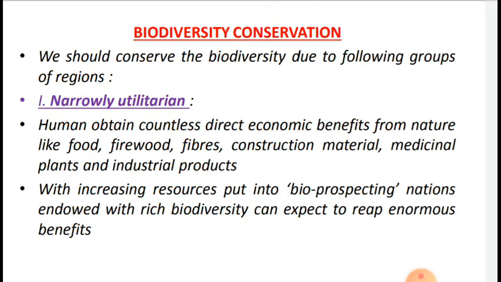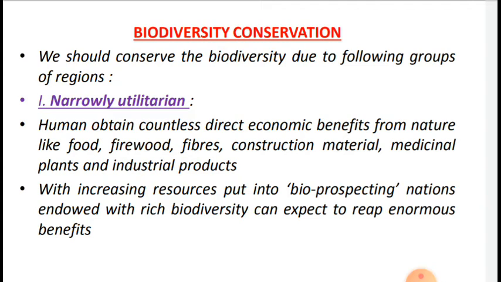For our study convenience, this can be grouped into three categories. These three categories are narrowly utilitarian, broadly utilitarian and ethical. First category, narrowly utilitarian. In this category, the narrowly utilitarian arguments for conserving biodiversity are obvious.